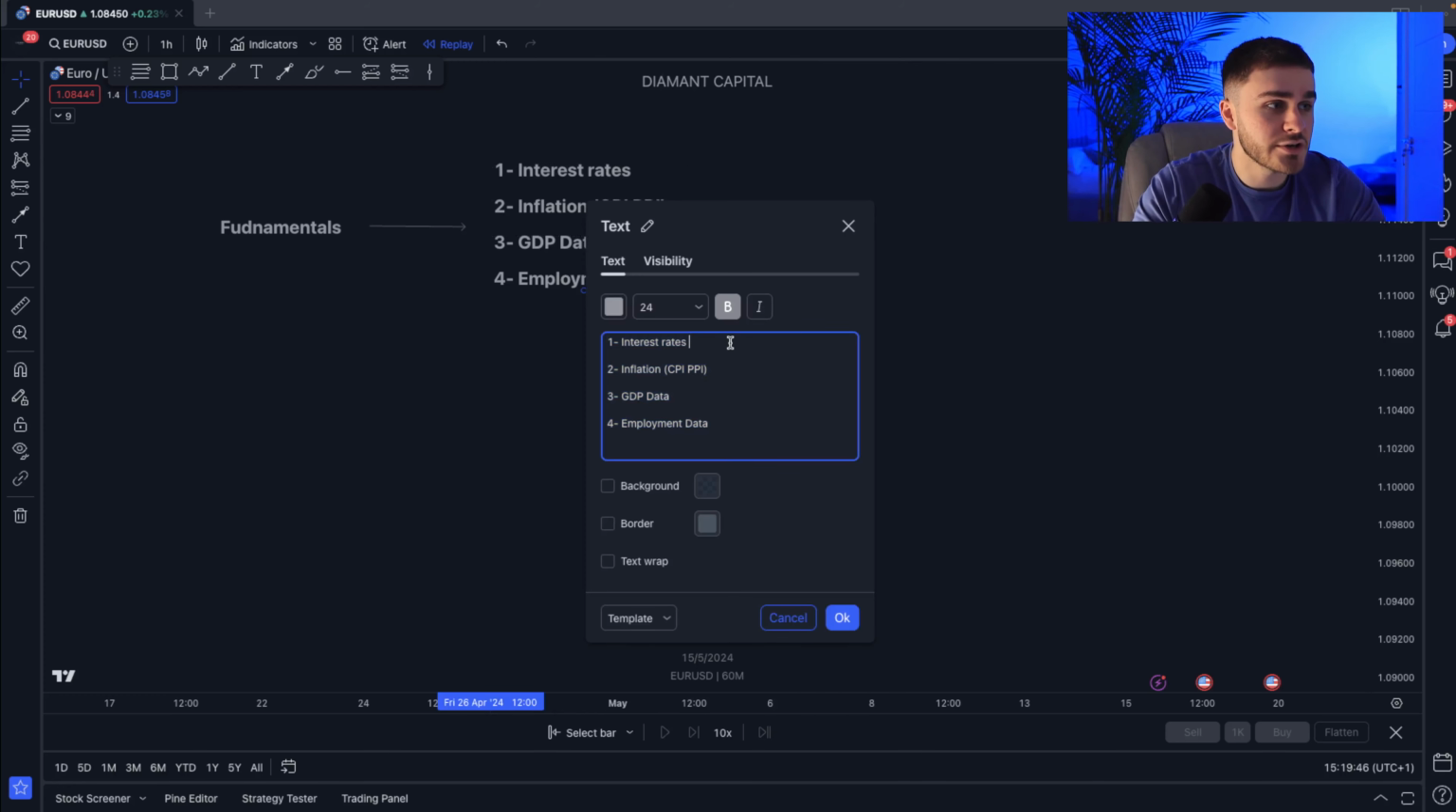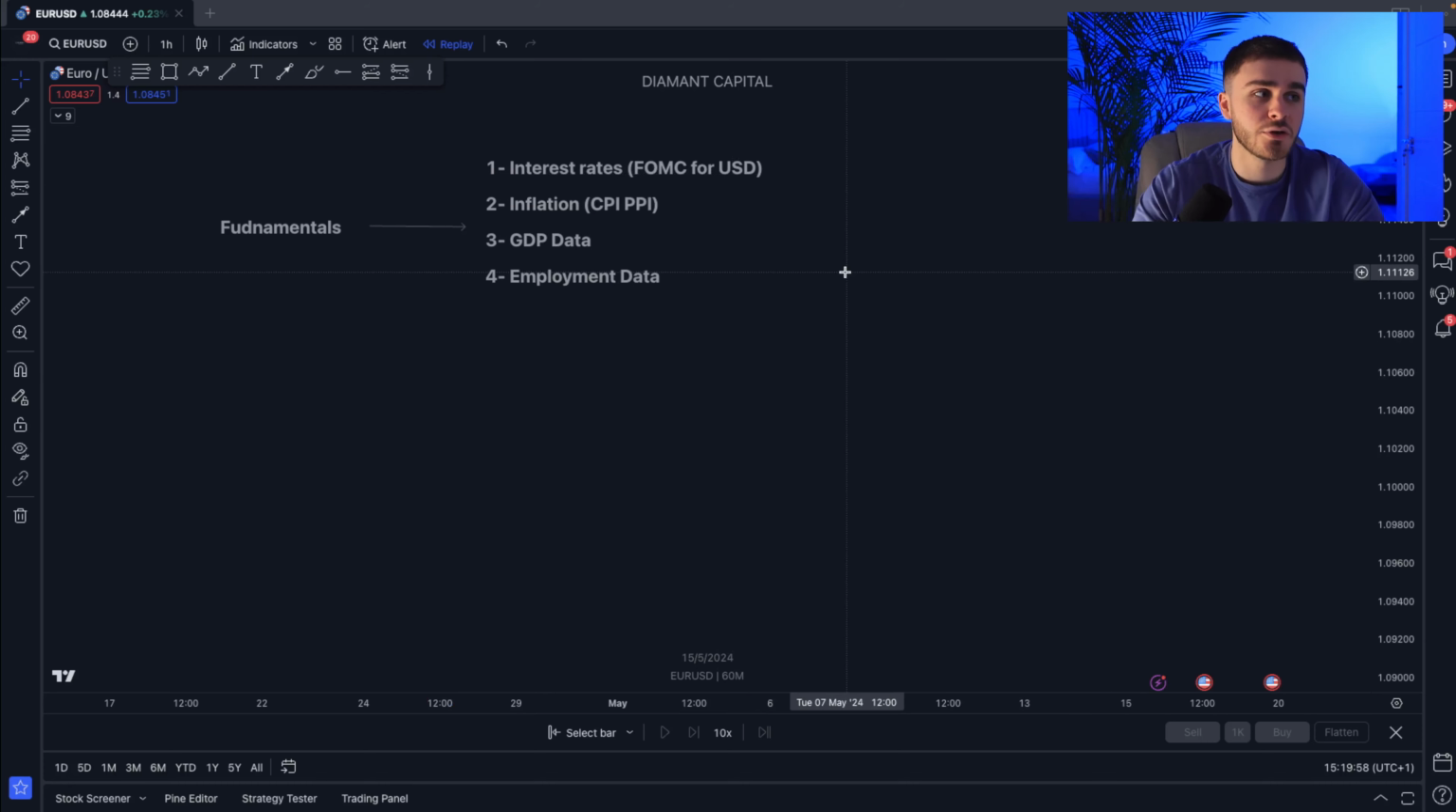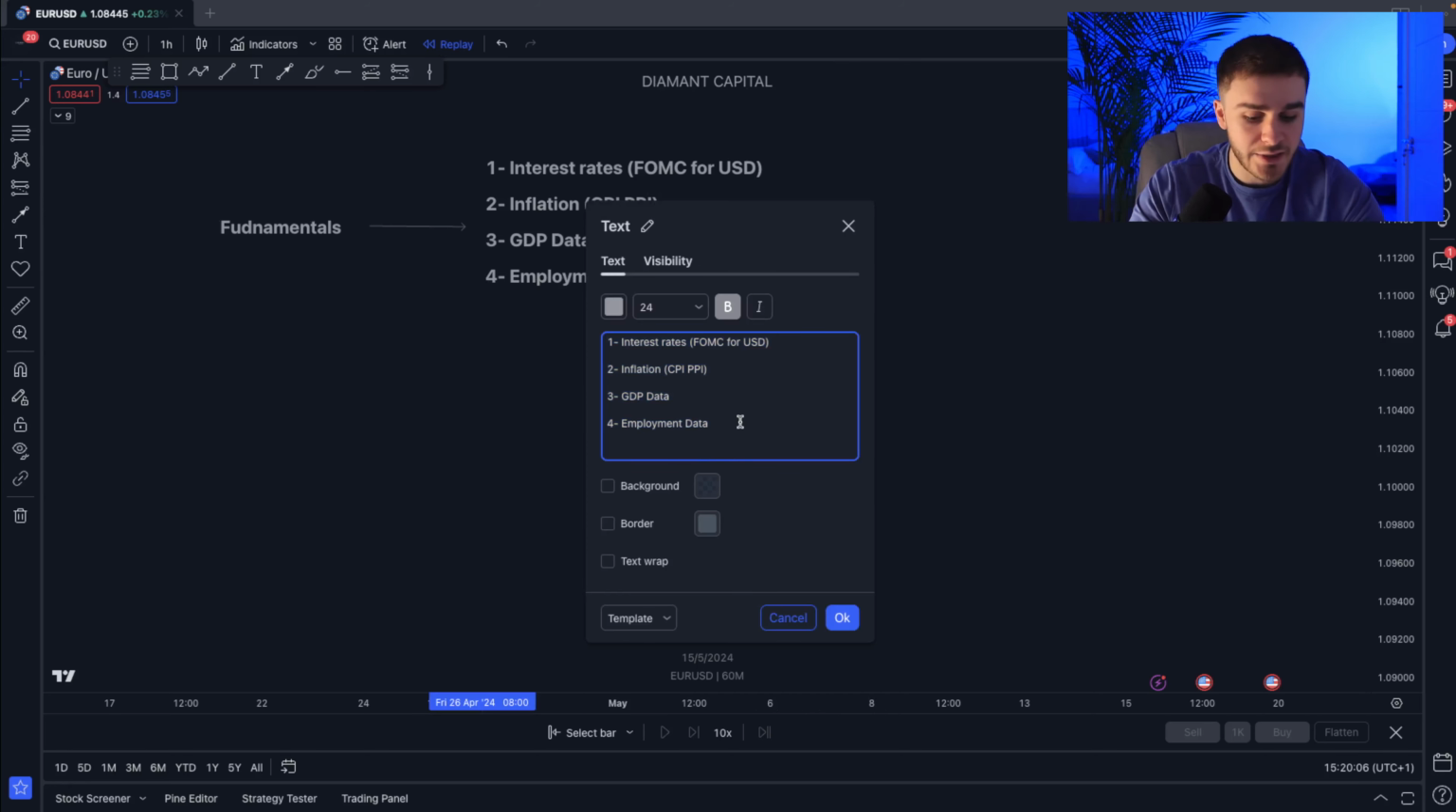When it comes to interest rates, for example, these would be when the major banks actually meet. So one example would be FOMC for US dollar. Just to give a little insight, those of you that are still just getting into trading, you probably would have heard of FOMC, you probably would have heard of CPI data, NFP data as well for employment. These are the main things that I need you to basically understand.